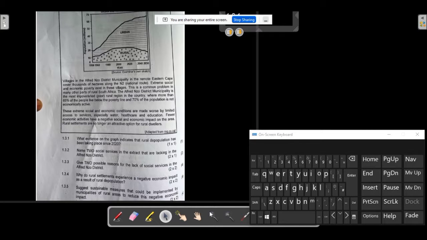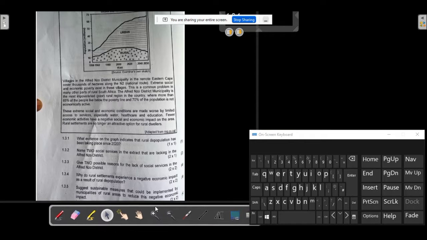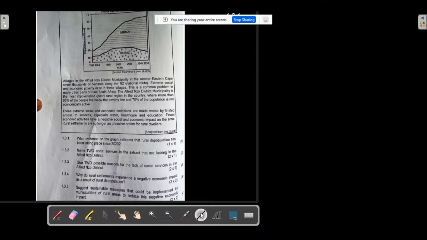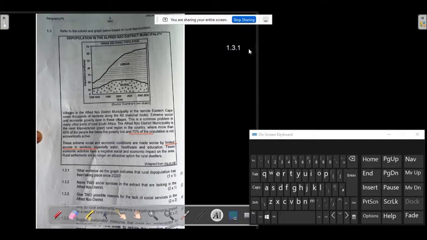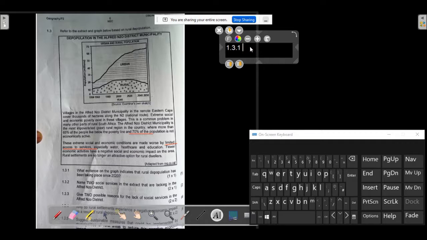So of course, guys, if I was in an exam, I would be underlining what I think is quite important: limited access to services, because this can be quite beneficial when you're answering questions. So let's go through the questions then.